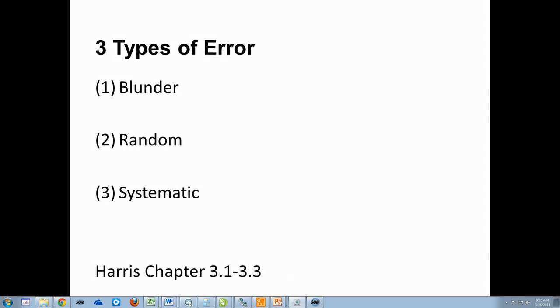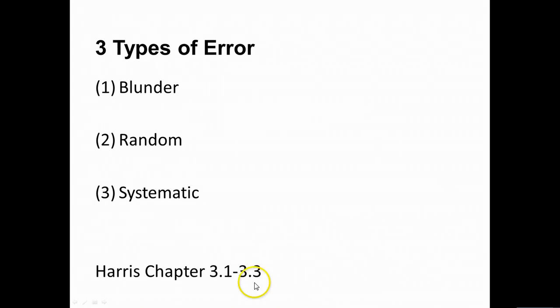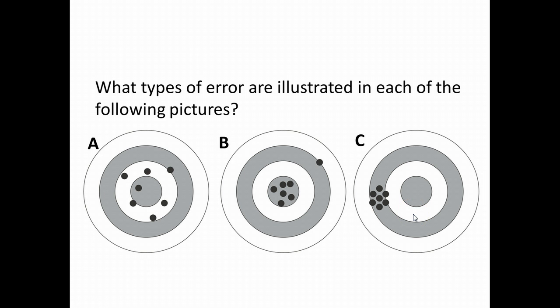And if you remember, blunder could be corrected by removing outliers, and we'll learn how to do that with the Grubbs test. Random, there's nothing you can do about it. You just try to improve your technique to minimize the random error. And systematic is something that one technique uses some sort of calibration technique for, and we're going to learn about both those, the Grubbs test and also some different calibration techniques, later in the class. And I just want to really highlight that what we're talking about is chapters 3.1 to 3.3 in Harris.